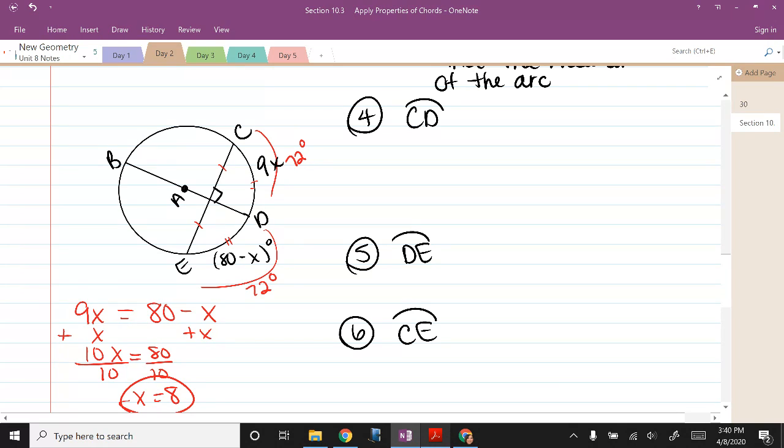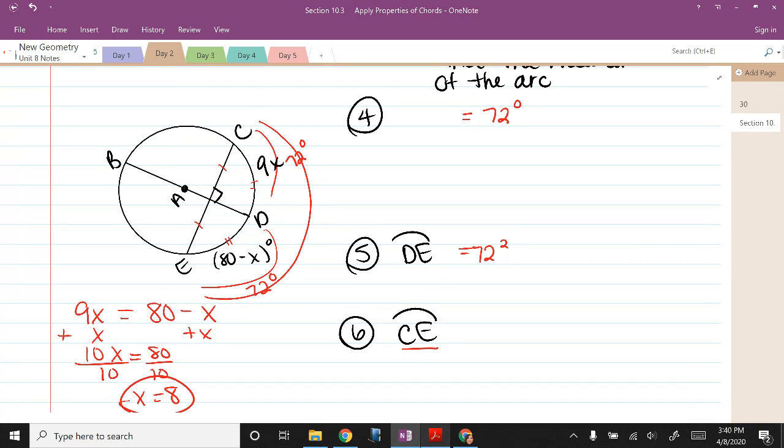All right, so the measure of arc CD is 72 degrees. I just found that by plugging in my 8. Same thing, DE is 72 degrees. So to find CE, and again, it's talking about the minor arc, so it's not the long way around, it's the shortest way around. So CE is from here to here. I can add 72 plus 72, or I could double it, multiply it times 2, and that's going to be 144 degrees.